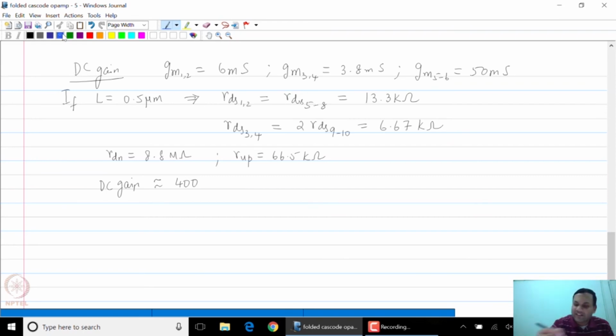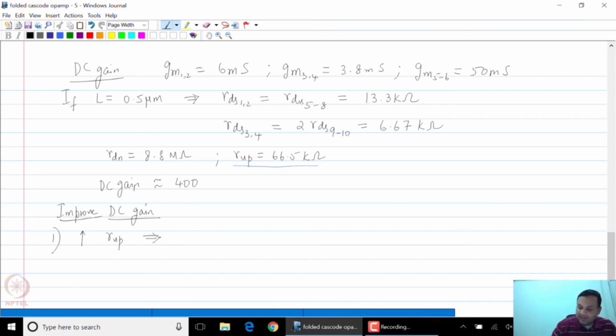As you can clearly see, the first thing that you need to do is fix this. If you increase R up, you will be able to get better DC gain, because that is limiting the value of DC gain. So we now want to improve this DC gain. The first thing we want to do is increase the upwards looking impedance, so that the overall R out would also increase.